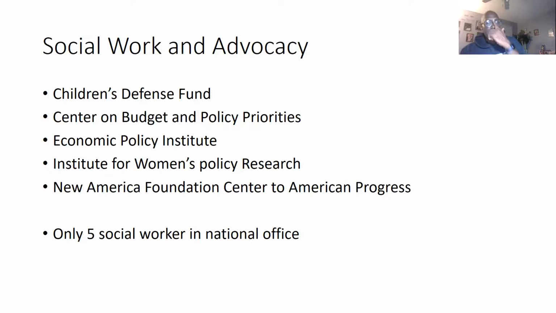And then we get into advocacy. So again, we know that as social workers, it's a part of our code of ethics that we involve ourselves in advocacy efforts, and these are a few of the national advocacy organizations and foundations that spend quite a bit of time up on the Hill advocating for the needs of social welfare. So the Children's Defense Fund, the Center for Budget and Policy Priorities, Economic Policy Institute, the Institute for Women's Policy Research, and New America Foundation, Center for American Progress.